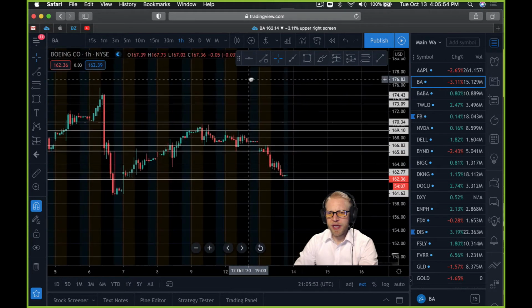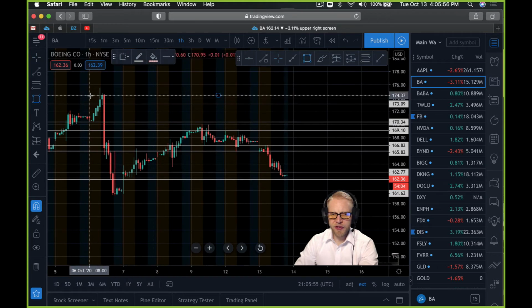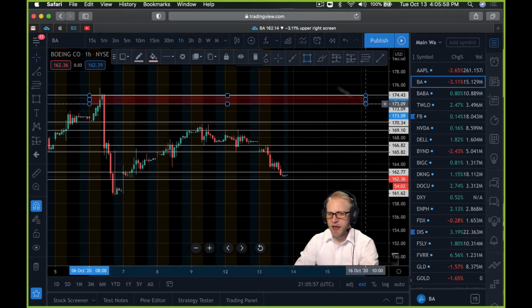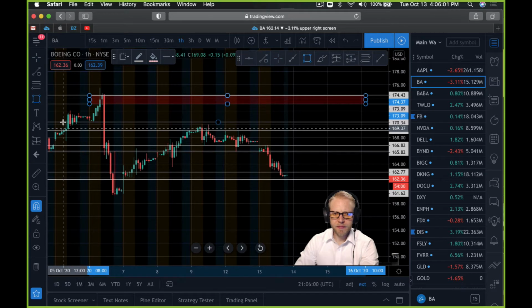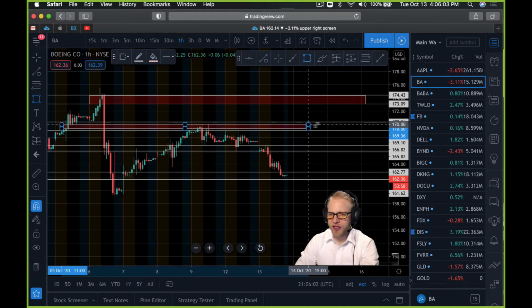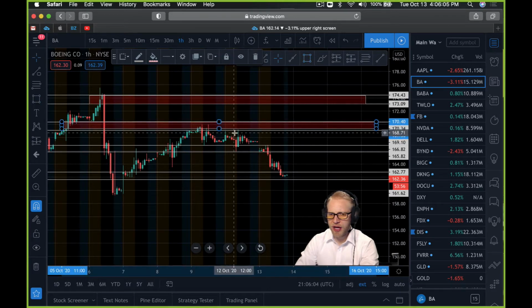That's how I'd break down the BA chart. I'd be paying attention to these levels. These are the important levels to me. And now, when I'm watching it, this just helps me understand the direction of the stock.